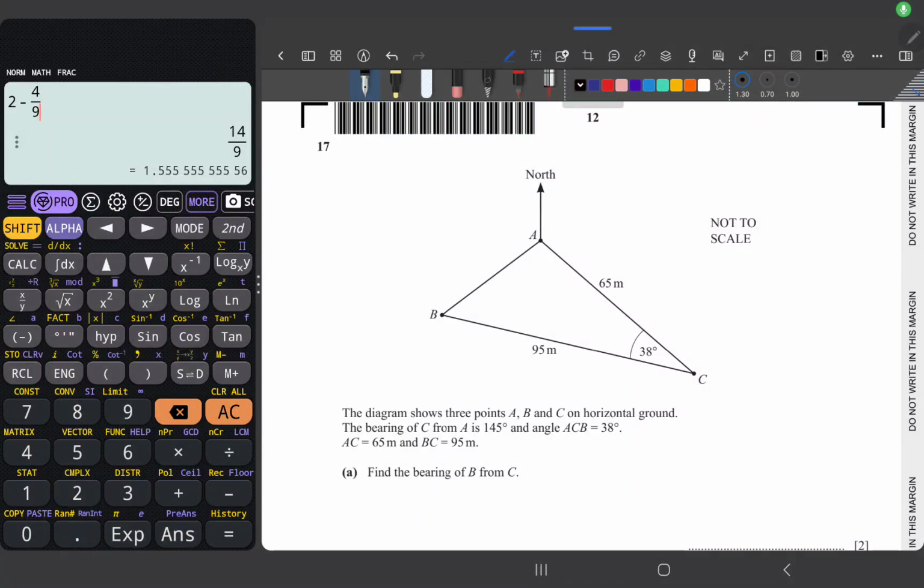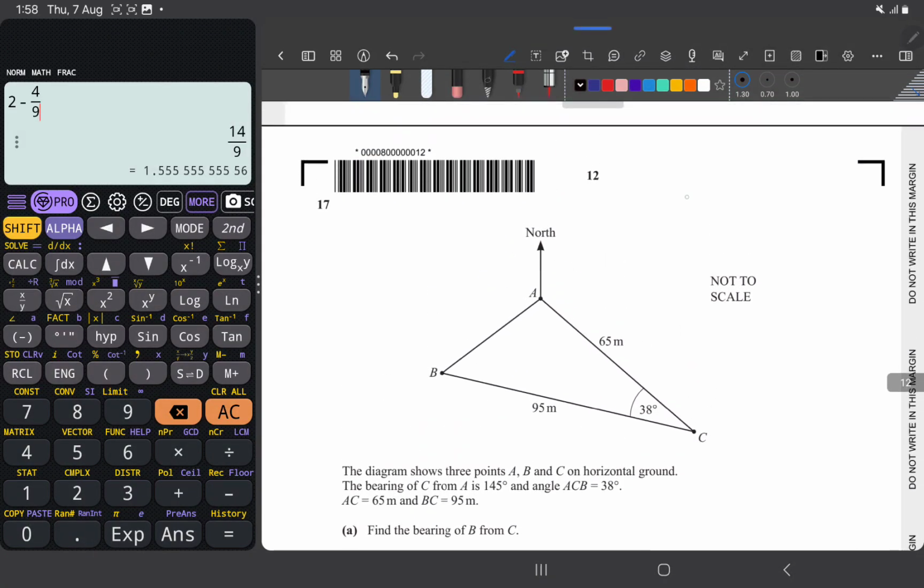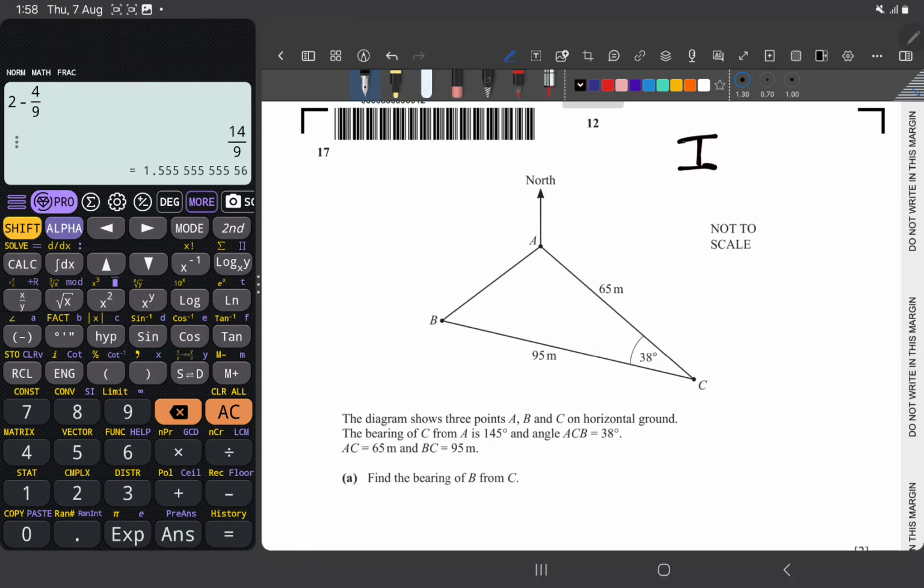Now we are going through number 17. Let's see what number 17 is. It's bearing, which is section 1 of our trig. So bearing, sometimes you have to calculate, sometimes you measure with your protractor, which is that thing that looks like this from your math set. So anyway, let's see what it is.